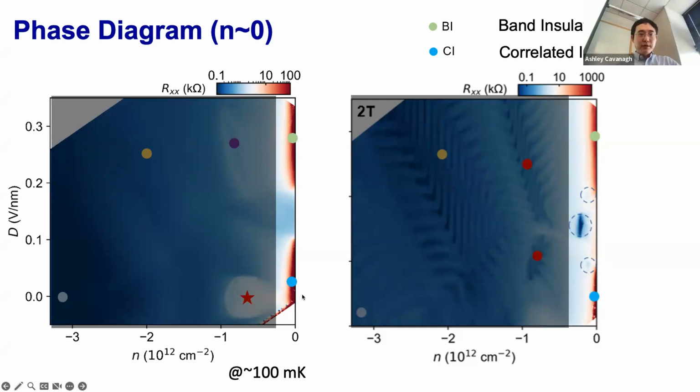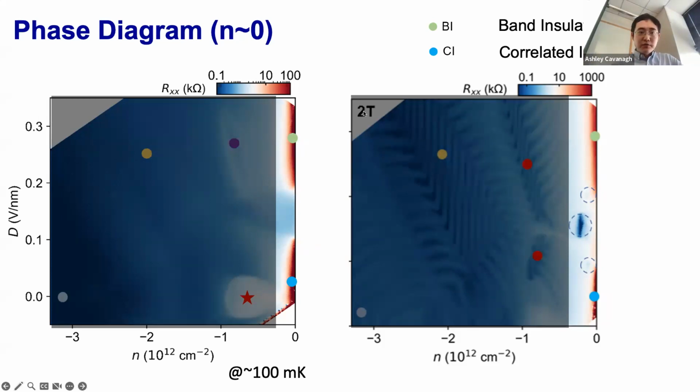And when you apply bigger and bigger displacement field, but stay at pretty much charge neutral, you see this correlated insulating state persists for a while before you get into some metallic or semi-metallic state. And then applying bigger electric field, you again get an insulating state, but we think this insulating state at a high displacement field probably corresponds to just the inversion symmetry breaking under the band insulator picture.